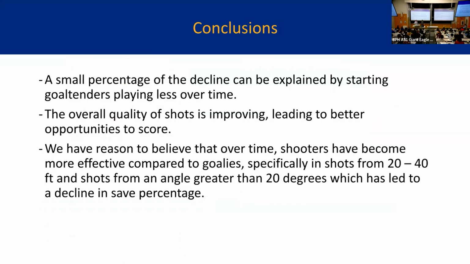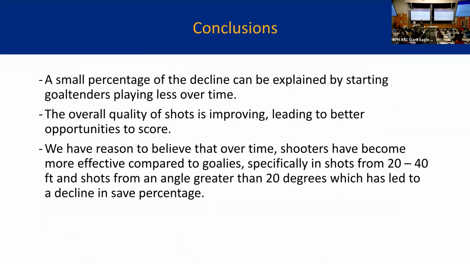All right, so our final conclusions to our question at the beginning. A small percentage of that decline can be explained by load management, as Quinn said earlier, about 7% of the total decline. The overall quality of shots is improving. Teams' offensive schemes are able to produce better shots.